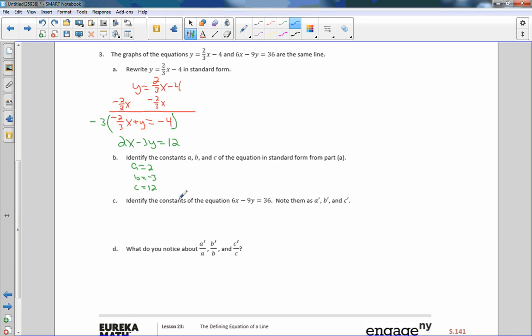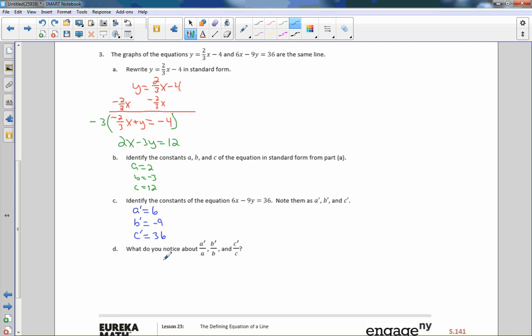Okay, so constants of the equation. I don't call those constants. They are, but they're coefficients. So a prime is the coefficient of x, which is 6. B prime is the coefficient of y, which is negative 9. And c prime is the coefficient, or the constant, 36.